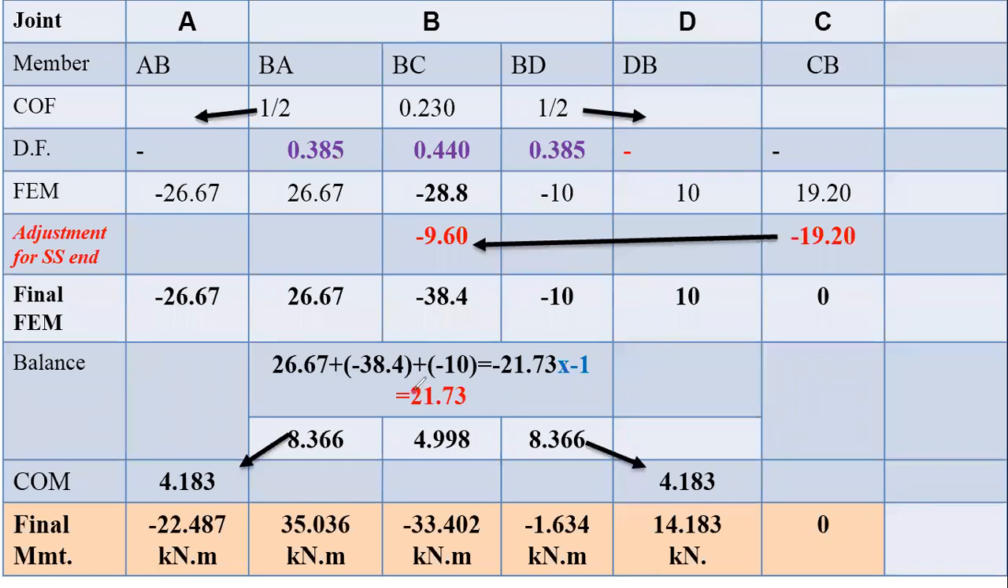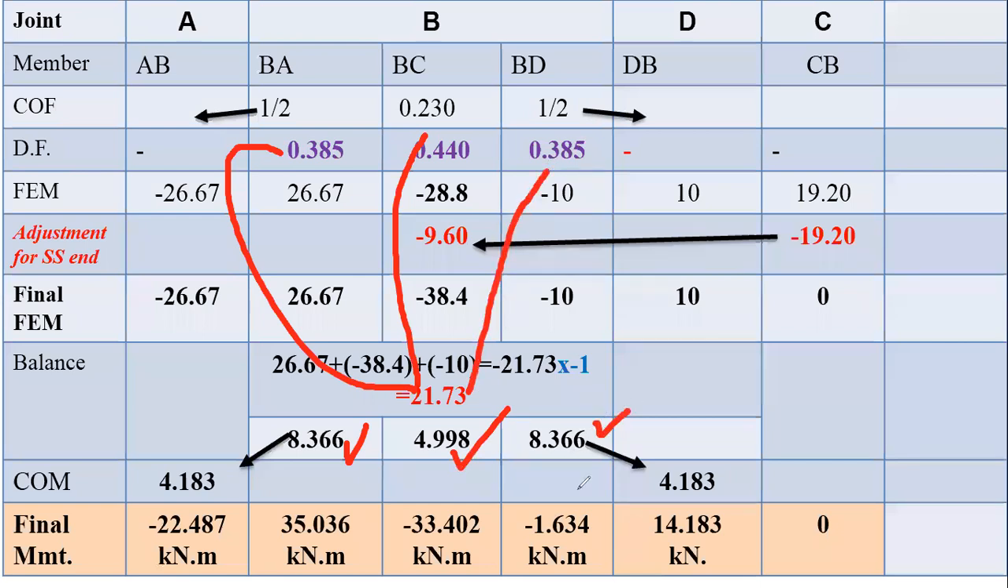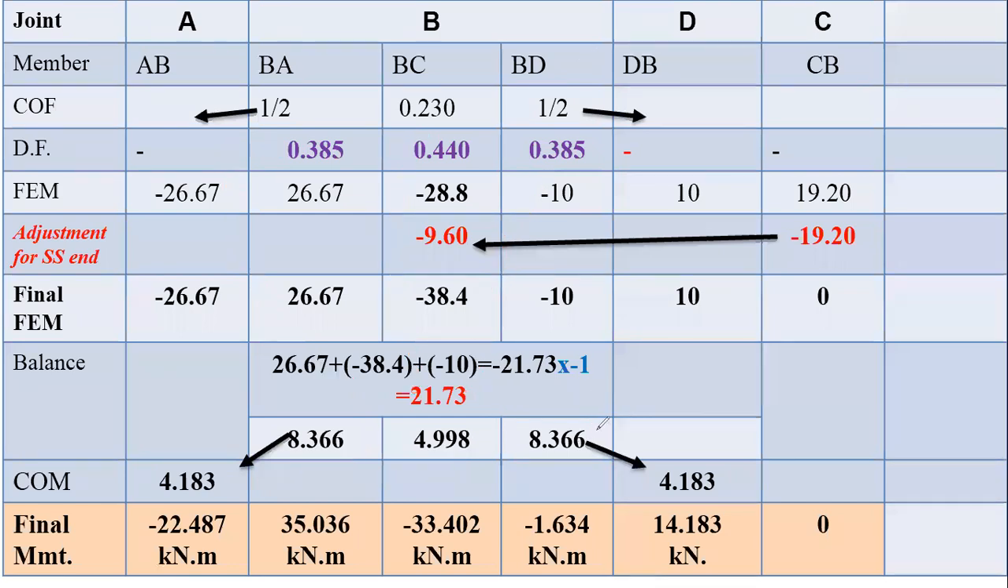This 21.73 into 0.385, so that will be 8.366. Again, 21.73 into 0.44, so that will be 4.998. Again the same, 21.73 into 0.385, so the moment will be 8.366. So these are the balancing moments. We have worked them out after multiplying the balancing moment with respect to the distribution factors. Next, carryover moment. Now this carryover moment depends on the carryover factor.